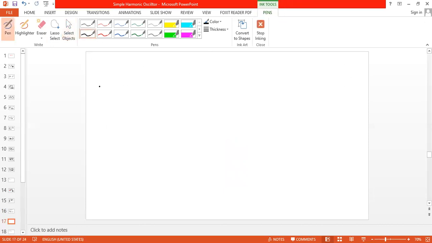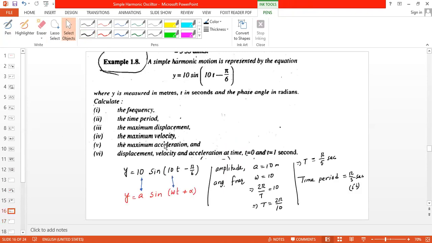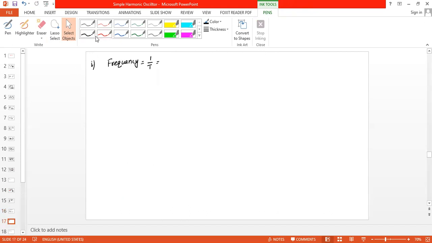So the solution for part 1, frequency is equal to 1 over time period. The time period is pi by 5. So 1 over pi by 5, that is 5 over pi. This is the frequency.